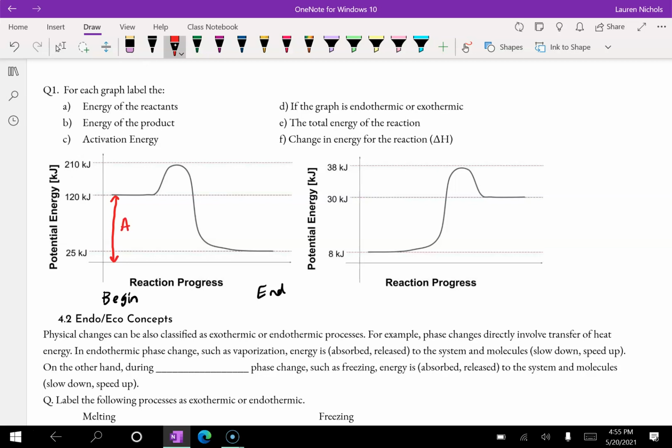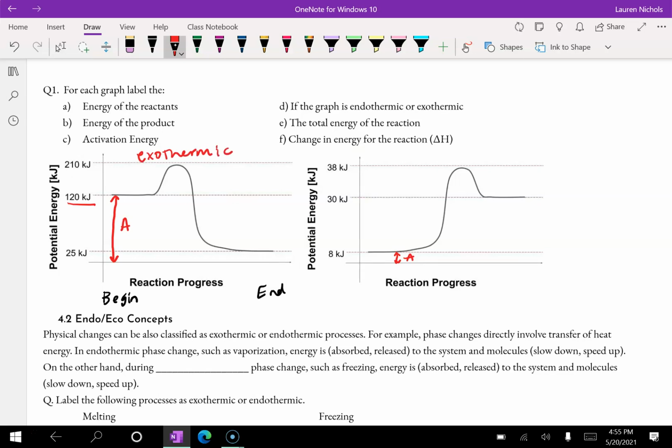So the energy of the reactants for this first graph would be 120 kilojoules. And for this one over here, you can see it's much shorter. So that's the big difference in the type. So here our energy of our reactants is much higher than the products. So this is our exothermic graph.